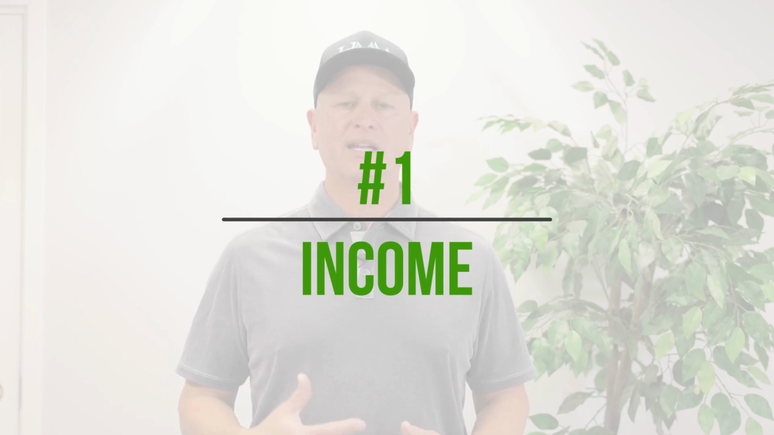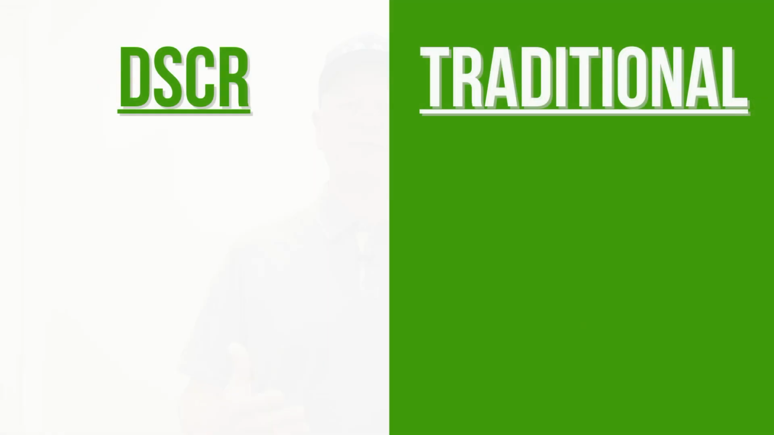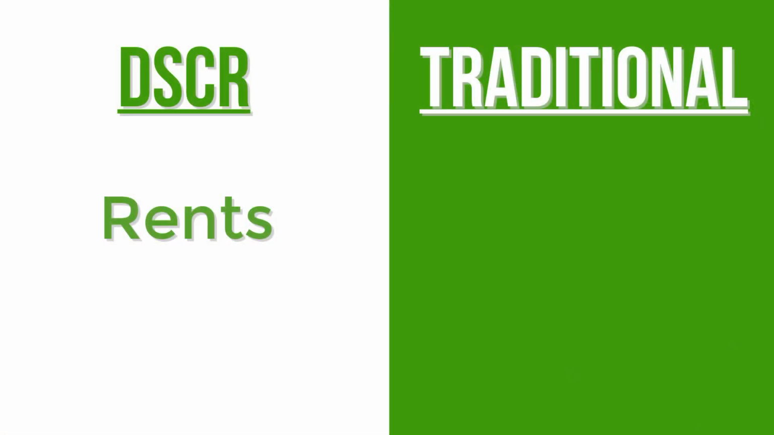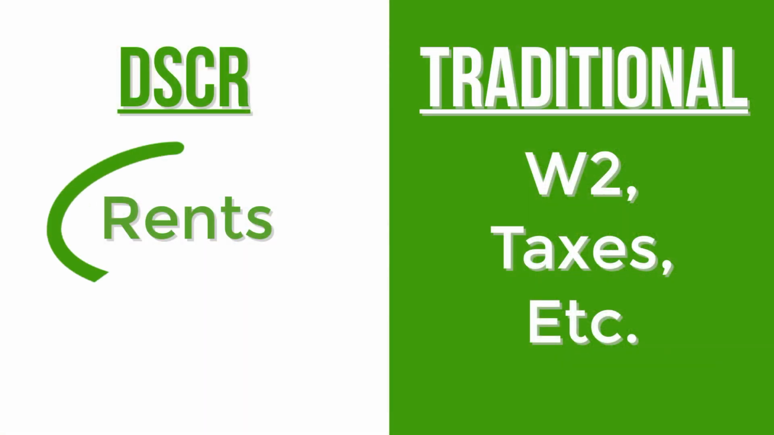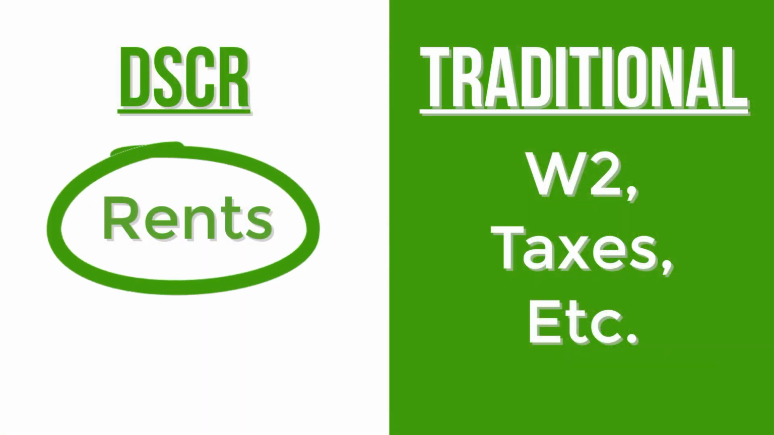So first, let's start with income because it's important when you're looking at a loan approval. What are they looking for in income? DSCR, very simple. All they look for is the rents of the property. Do the rents of this property actually cover all the expenses? They're not going to pull your income, your W-2s, any of that stuff. It's all about the rents. Now, traditional, we know what that means. They're going to look at your W-2s, your tax returns, everything over the last couple of years. So when you're looking at advantage or disadvantage between these two, DSCR has the advantage with the income.